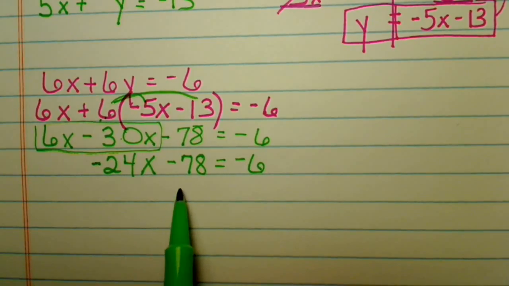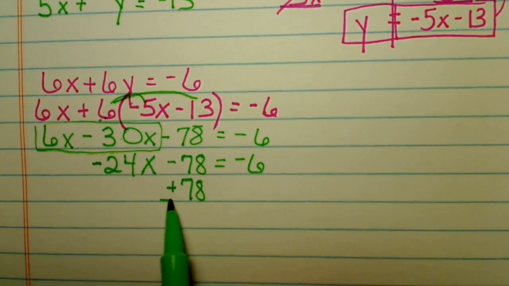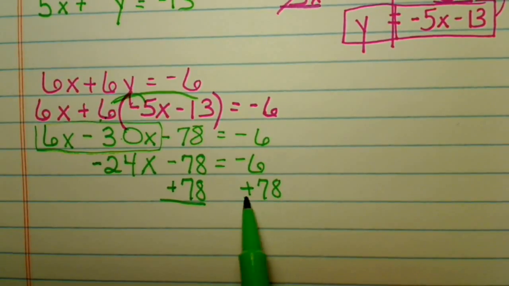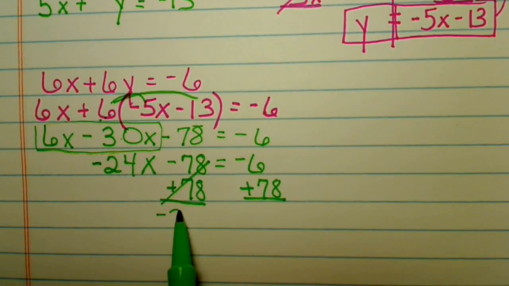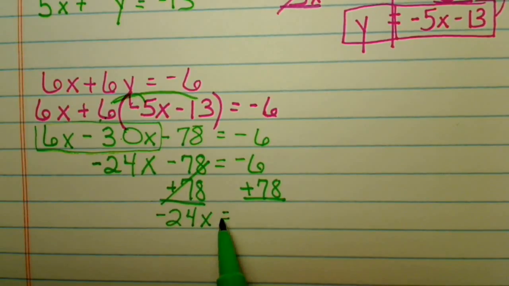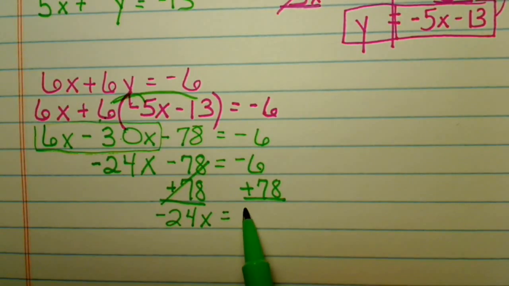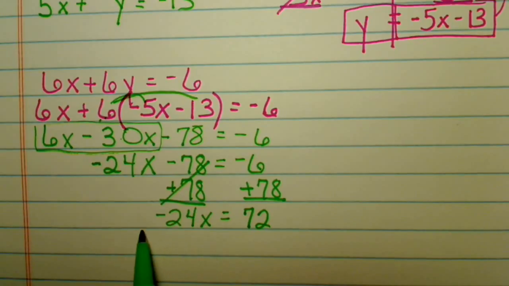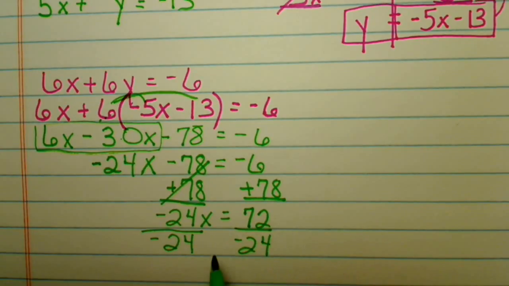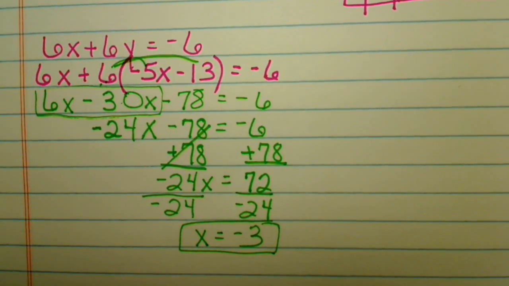Now we're going to do inverse operations. I'm going to add 78 to both sides. Bring down the negative 24x. Once again, I'm combining unlike signs, so I find their difference, and it gets the sign of the larger number. And my last step is, since it's multiplication, I use division. So I'm going to divide both sides by -24, and I get x is equal to -3. Now I have found my x value.